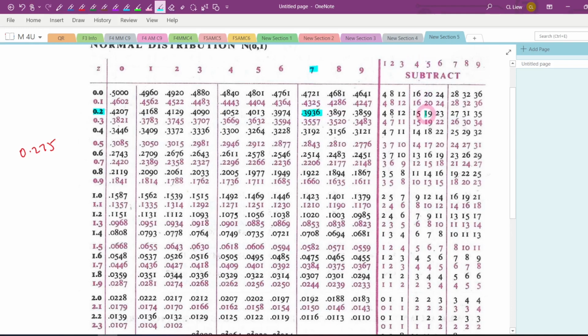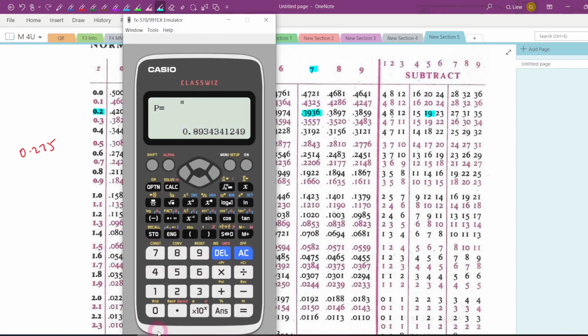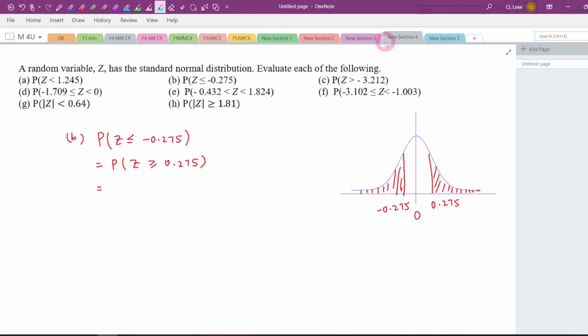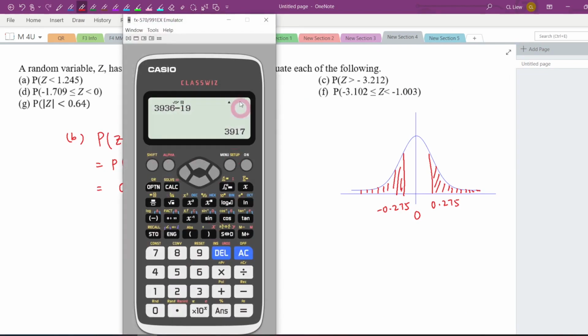0.275 over here. Okay, so how do we get the answer? Just press this one, 3936. 3936 minus, you see a subtract, right? So minus 19, 3917. So it will be 0 point, you have to add 0.3917. Okay, this is the answer. So if you want to use a calculator to check it, you can do it this way.